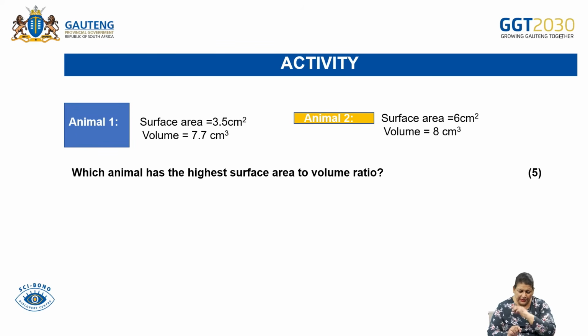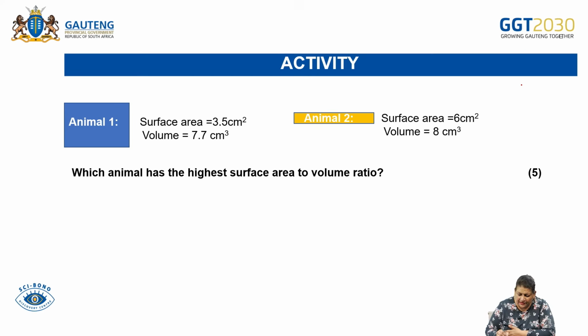Right, so let us look at these questions now, learners. Animal 1 and Animal 2. So Animal 1 has a surface area of 3,5. That means all the space through which oxygen must diffuse. So the surfaces exposed to the air is 3,5, but the volume is 7,7, which means that the space it occupies is 7,7. And here in animal 2, the surfaces from which oxygen can enter is going to be 6, and the volume is 8. Okay, so the volume here is bigger, but the surface is smaller. So which animal has a higher surface area compared to volume?